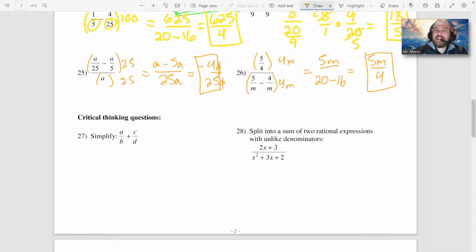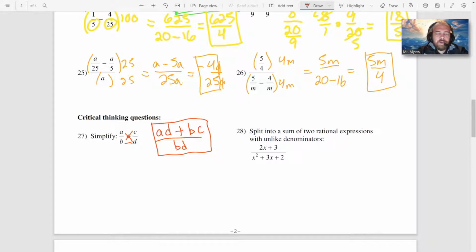Okay, now the last 2 questions, and they are critical thinking questions. Challenge accepted. The first one is not so bad. It's just got a bunch of letters, got no numbers, but A, B, C, and D are all things we don't know the value of, so they don't have anything in common, so we crisscross applesauce. AD plus BC over BD. And that's actually it, because you don't know what anything is, so there's no simplifying, actually. The only simplifying was just putting them all together.